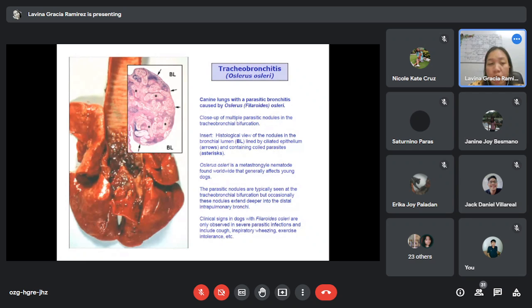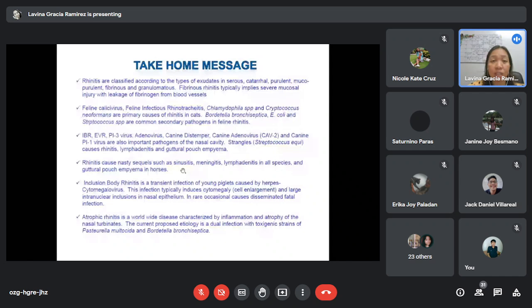this bronchial airway. As for the summary, always remember, as I told you a while ago, that rhinitis is classified by type of exudate: serous, catarrhal, fibrinous, mucopurulent, and granulomatous. These descriptions can also be applied to other portions of the conductive system depending on the exudate. Fibrinous rhinitis implies severe mucosal injury in which fibrinogen, a protein component for clot formation, is present. We also mentioned the different conditions, diseases, and pathogens, viral, bacterial, mycotic, and parasitic infections affecting cats, dogs, horses, cattle, sheep and goats.